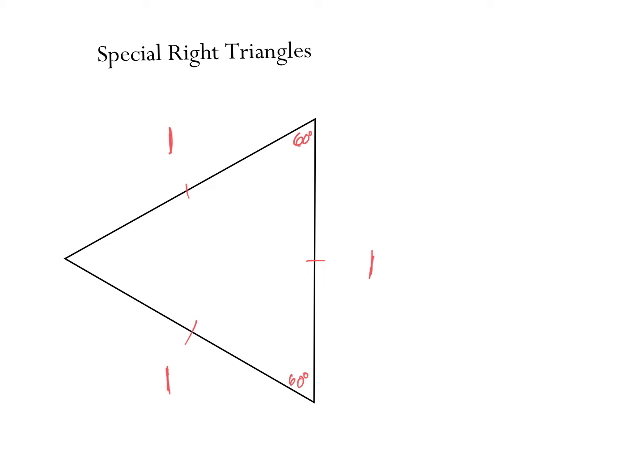Is this a right triangle? No. Can I draw in the altitude and make it two right triangles? Which, by the way, would be congruent to each other, and they are a special kind of right triangle we call a 30-60-90 triangle.